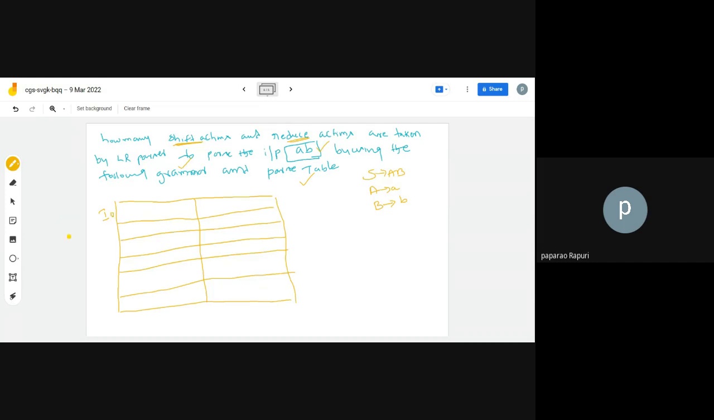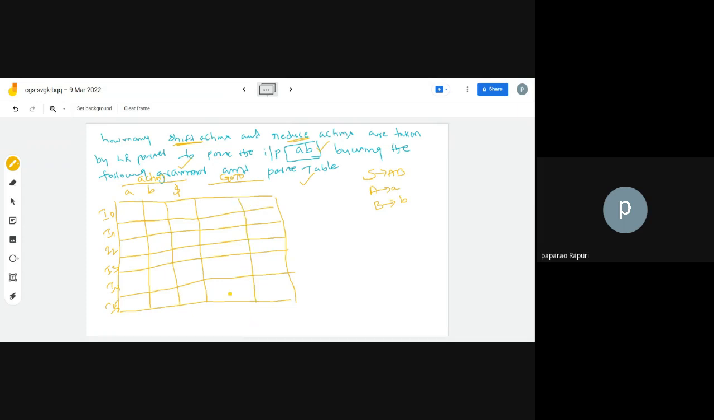I0, I1, I2, I3, I4, I5. Sir, here these are states. I already told you these are states. And coming to here, A, B, dollar. This is the action table. In LR parsing, the parse table has two parts. One is the action part, another one is the goto part.